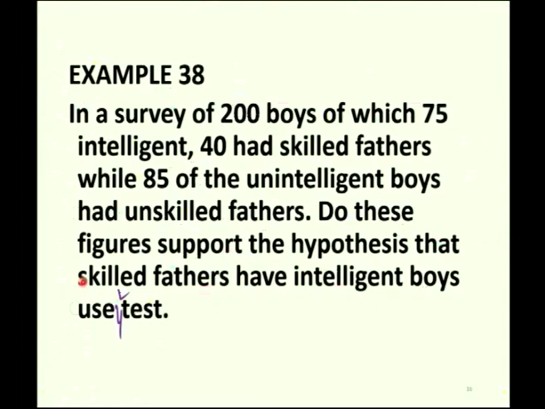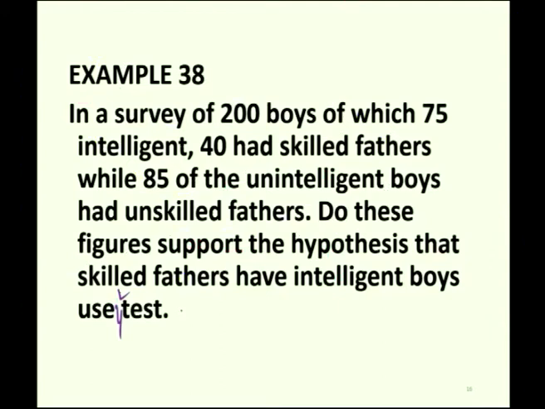Next, if you are not given the OI table directly, you have to frame that OI table using the information given in the question. Next question is of that type. In a survey of 200 boys, of which 75 are intelligent, 40 had skilled fathers, while 85 of the unintelligent boys had unskilled fathers. Do these figures support the hypothesis that skilled fathers have intelligent boys? Use chi-square test. So, we will use this information and form the OI table.